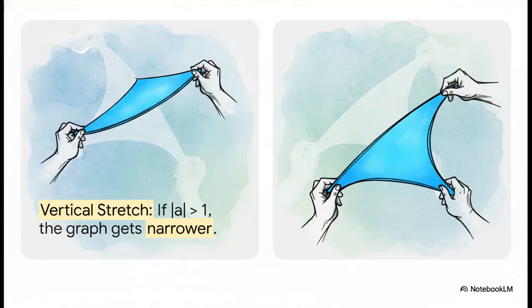So how does our little director a give out its orders? Well, two ways. First, if the absolute value of a is bigger than 1, like 2 or 5 or 100, it yells vertical stretch. Imagine pulling a rubber band from the top and bottom. It gets super skinny, right? That's what happens. But if a is a fraction between 0 and 1, it calls for a vertical compression. This makes the graph look wider, almost like you're squishing it down from the top.